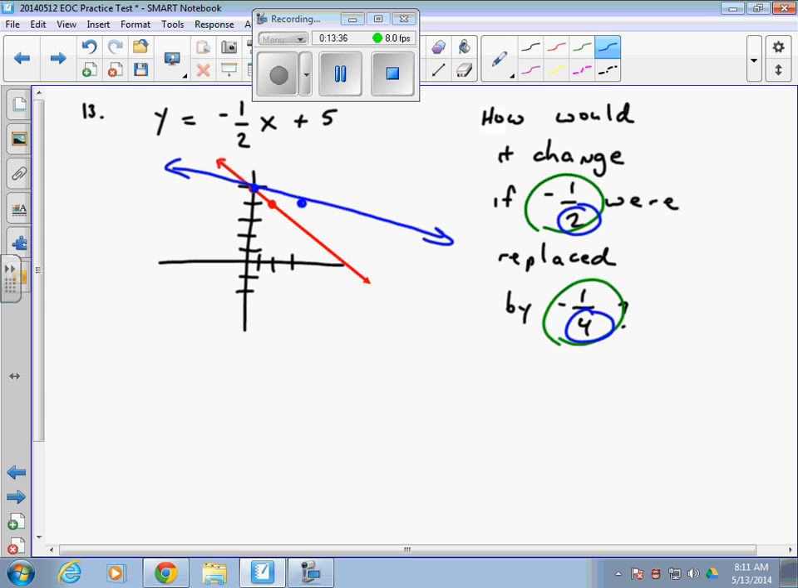So you have to decide how the slopes are described. It says it would become steeper, it would become less steep, it would shift down 1/4 of a unit, or it would shift up 1/4 of a unit. I would say that this would become less steep. It is not as steep, it's not going down as fast now.